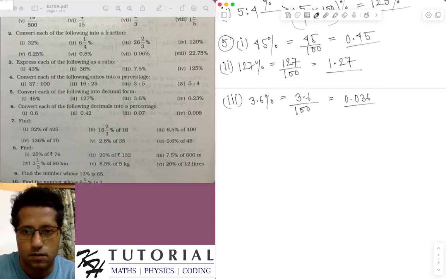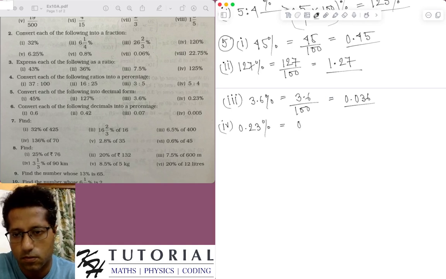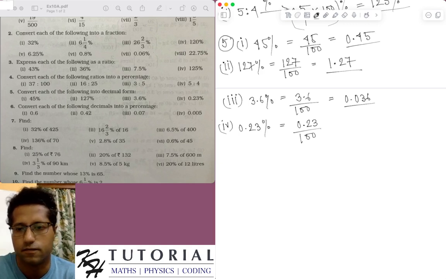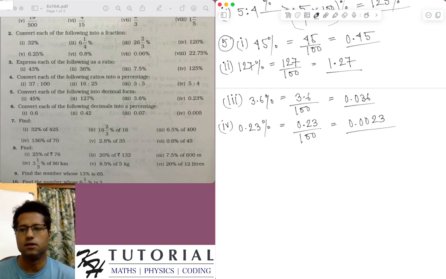Let's do part 4. 0.23 percentage is equal to 0.23 divided by 100. This is the fraction, and we know this is equal to 0.0023. This is the decimal number.